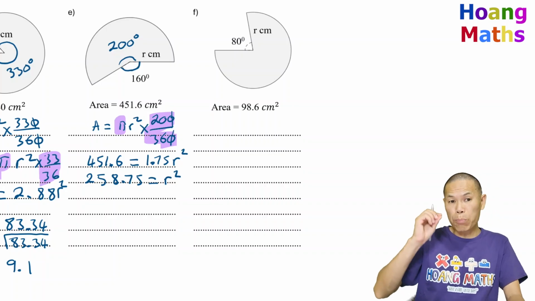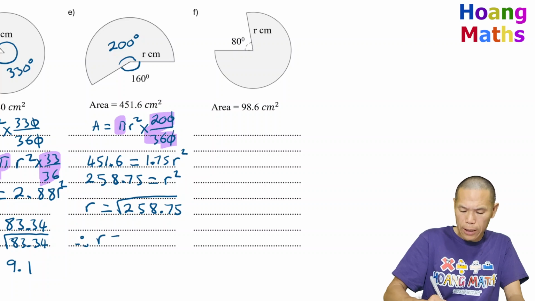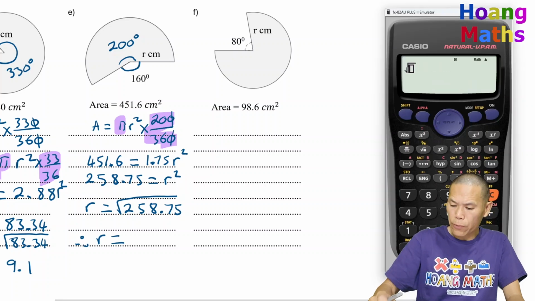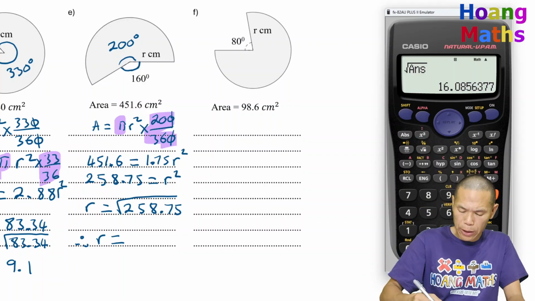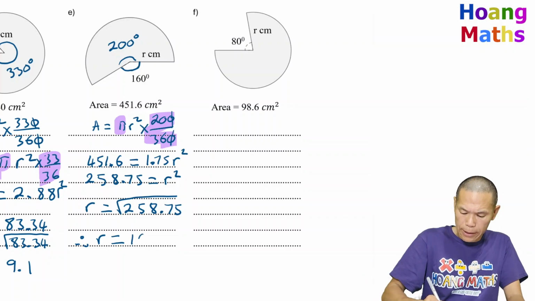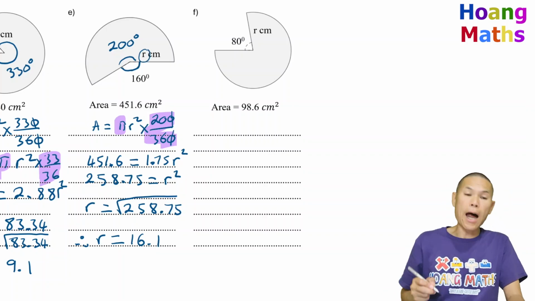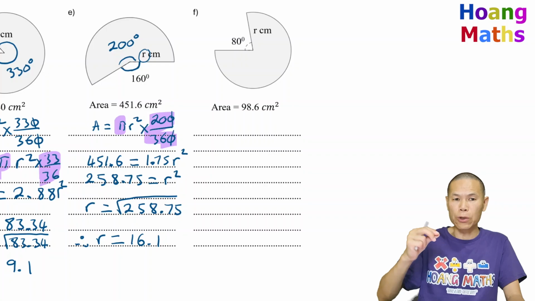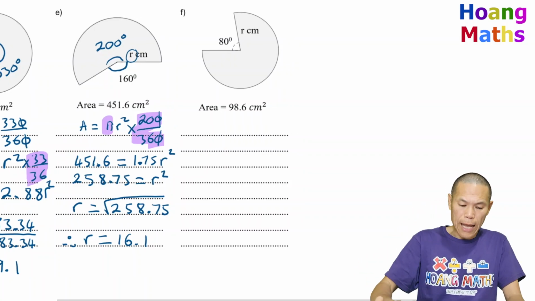And we square root on both sides. So r equal to 258.75. We square root of this, of course. And therefore, r equal, so just go square root the answer. 16.1, correct to 1 decimal place. So 16.1. There you go. That is the value of r. And it's already have centimeters. So we just need to write down the value. That's all it is. Now, last one.